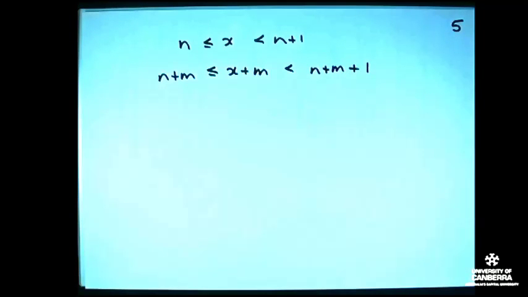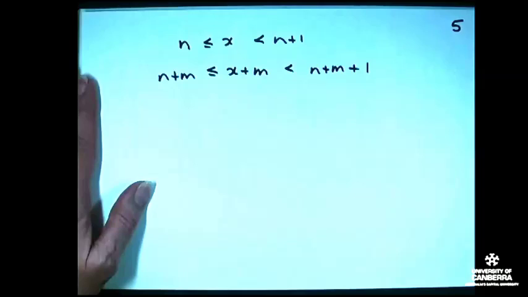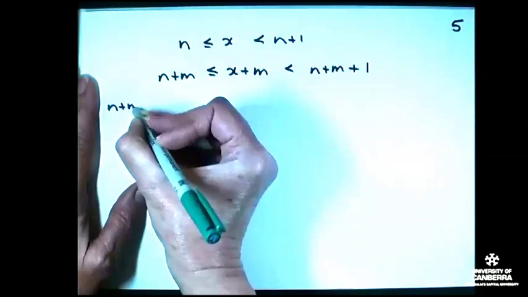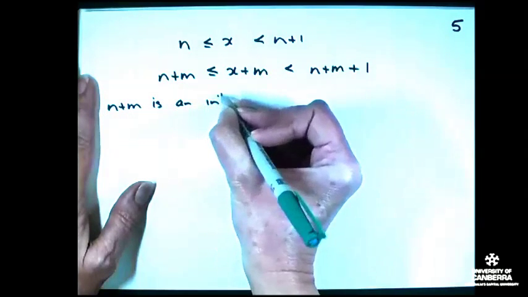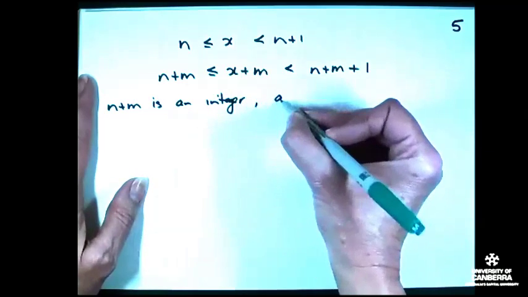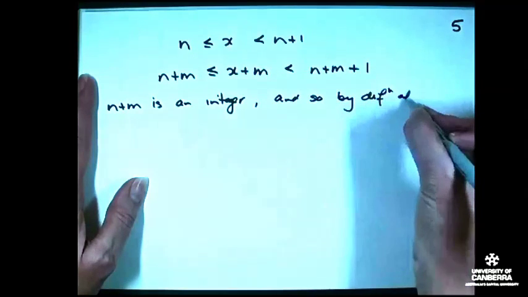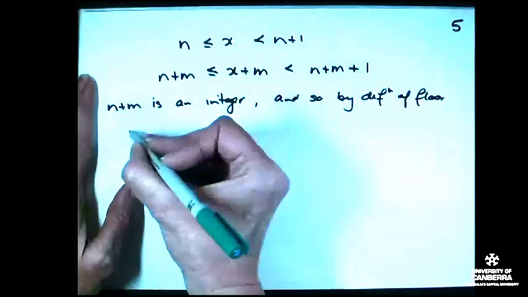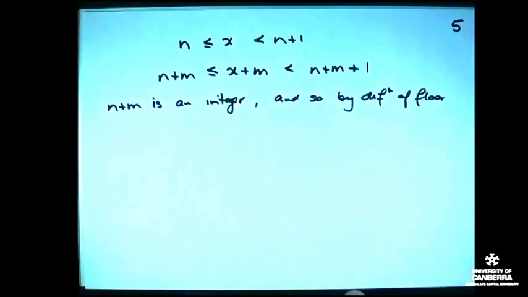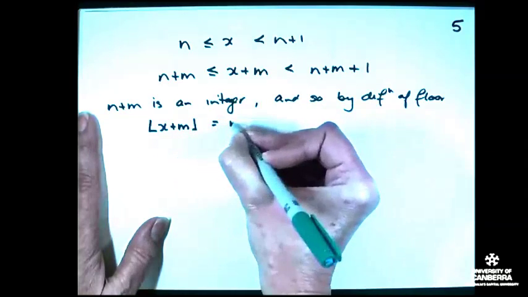And we say, okay, so n and m are both integers. We've already said m was a particular one. n is the floor, so that is an integer. n plus m is an integer because integers are closed under addition. And so by the definition of floor, the floor of x plus m is just equal to n plus m.